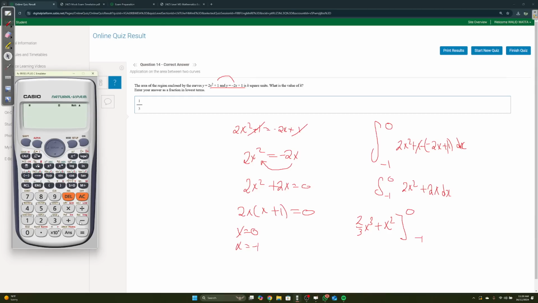So you're just going to put minus open bracket, because the 0 gets you 0, right? So 0 minus open bracket. Substitute minus 1: 2 over 3 times minus 1. Why didn't I put the cube? Because it's the same thing, minus 1 cubed is the same as minus 1. Plus minus 1 squared, here you actually have to put the square. So you get minus 1 over 3... make it positive 1 over 3. Okay?